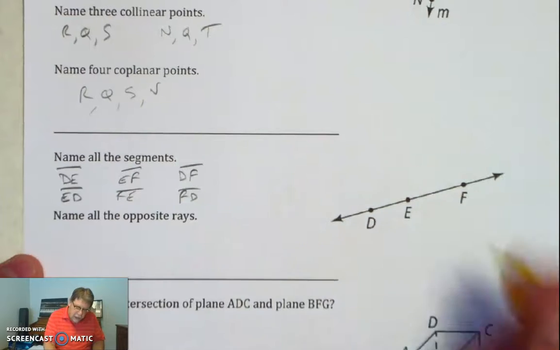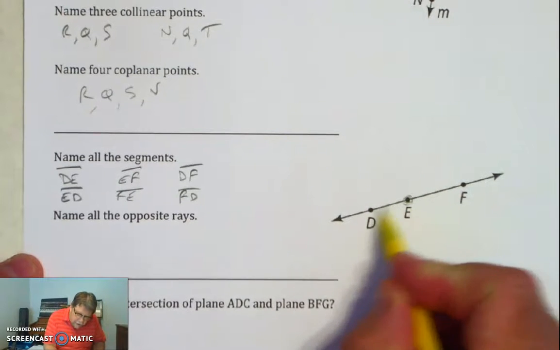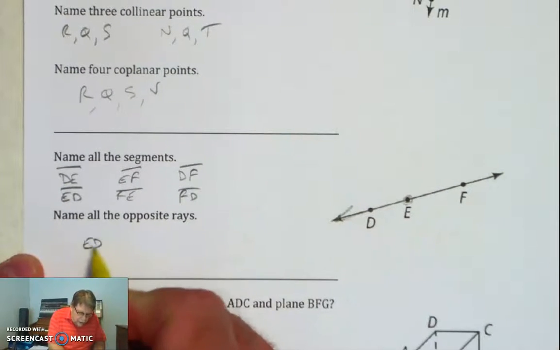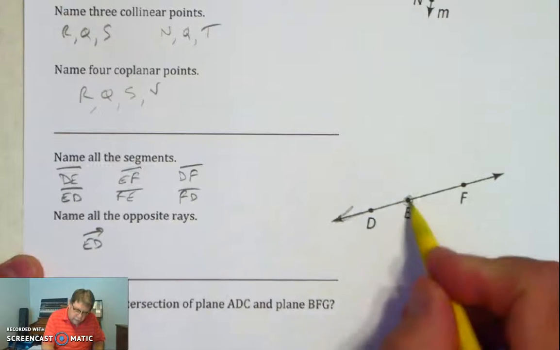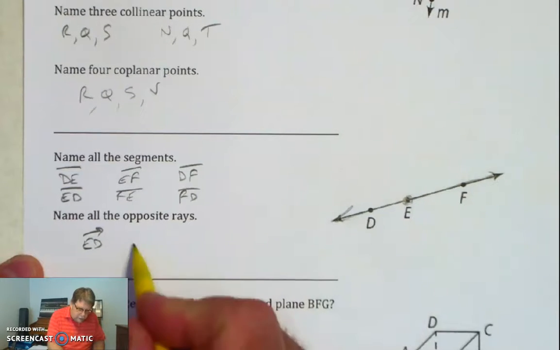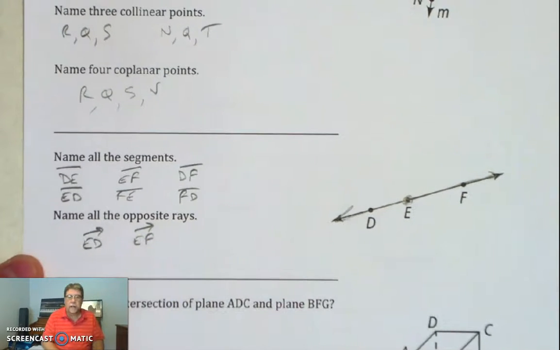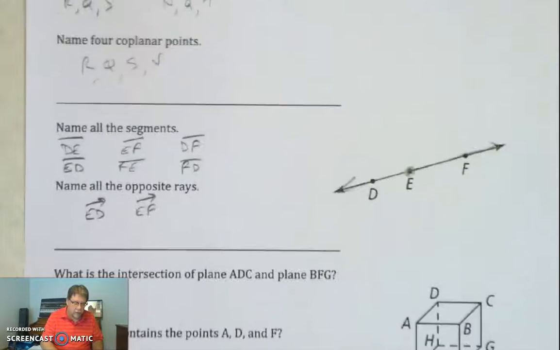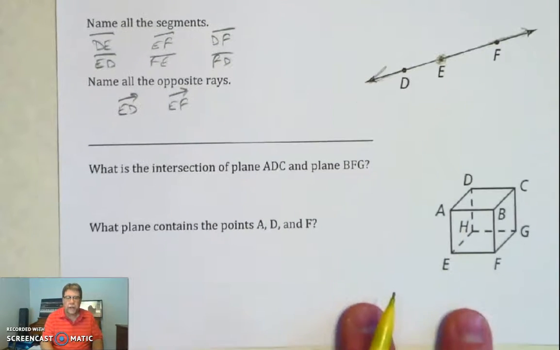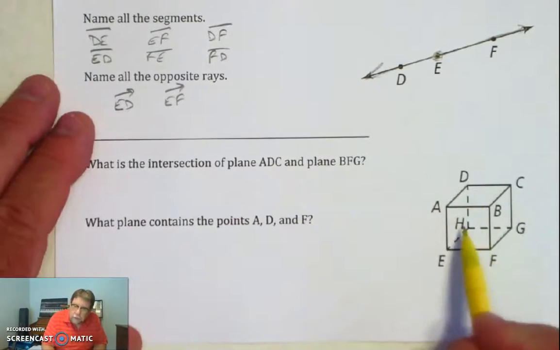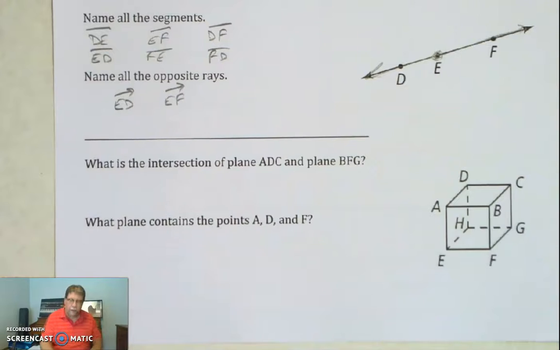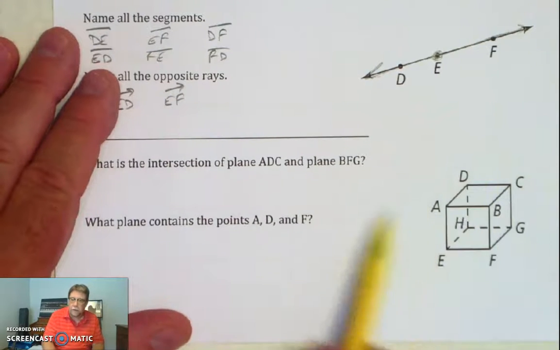Opposite rays. Opposite ray would start right here and go this direction, so that would be ray ED. And then the other one would start at E and go this direction and go through F. That would be EF. Those are opposite rays. And now let's take a look at the plane. So there's several planes here in this cube. You have to imagine that they are extending out though in all directions.